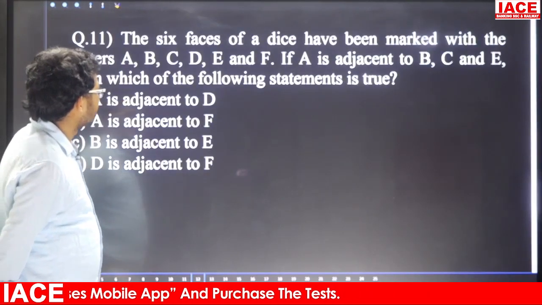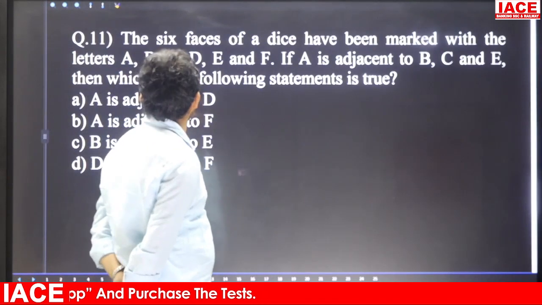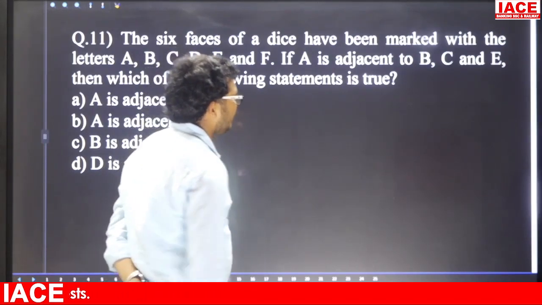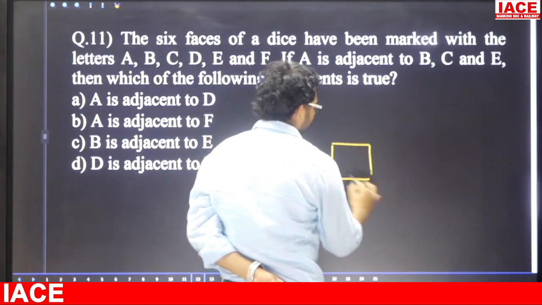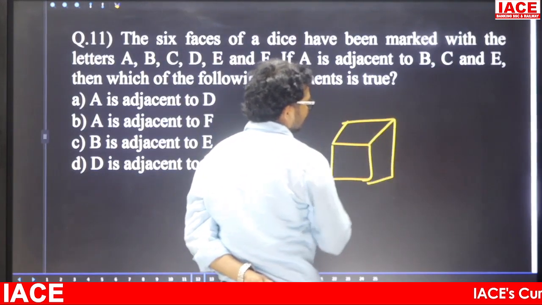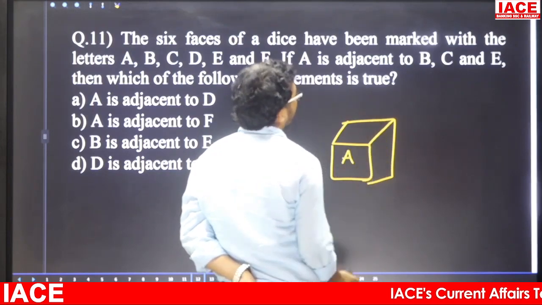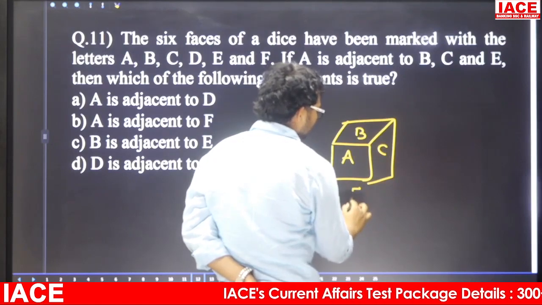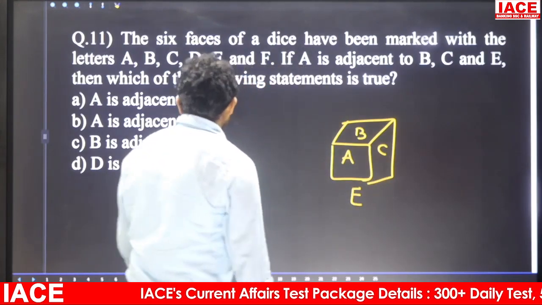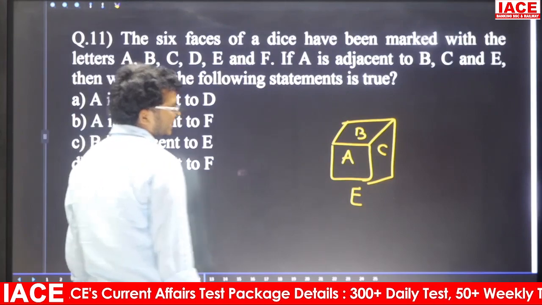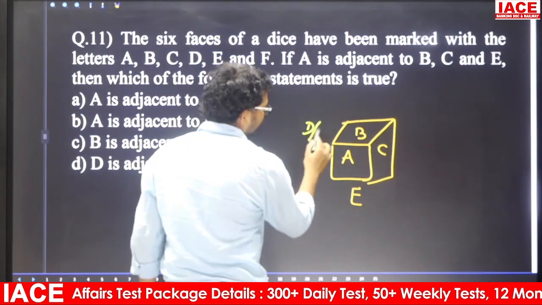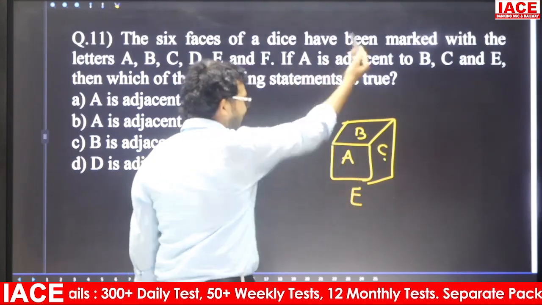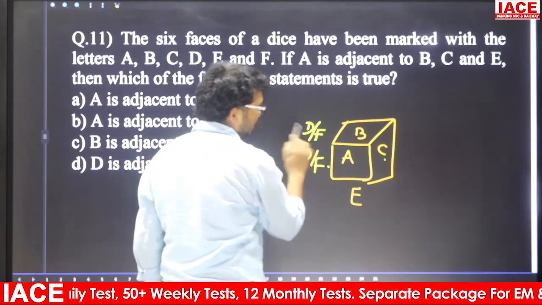Question number 11. The 6 faces of a dice have been marked with letters A, B, C, D, E and F. If A is adjacent to B, C and E. Suppose friends, take a die. A die has a total of 6 faces. Suppose we take this one as A. A is adjacent to B, C, and E. The remaining 2 letters are D and F. If C is on the right, then D or F is on the left side. If A is in front, the back side is D or F. That means these 2 are adjacent.